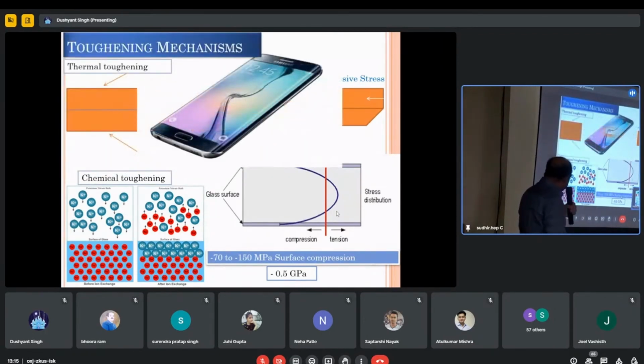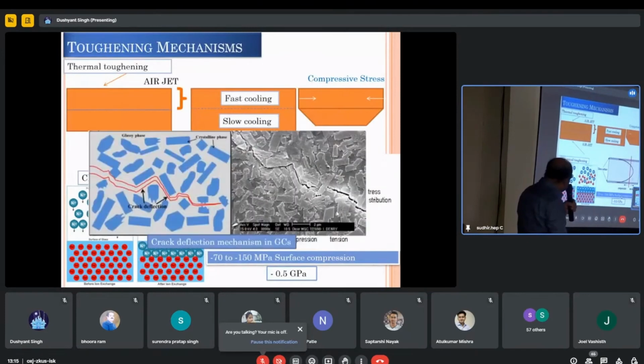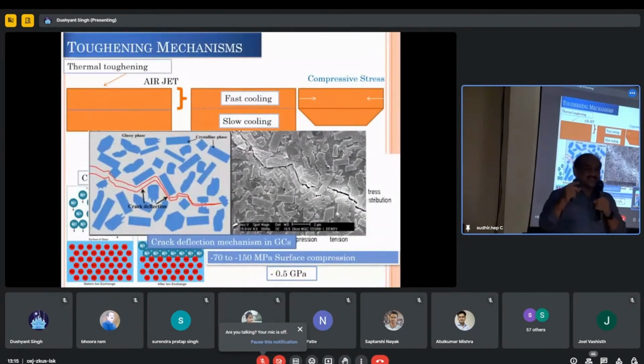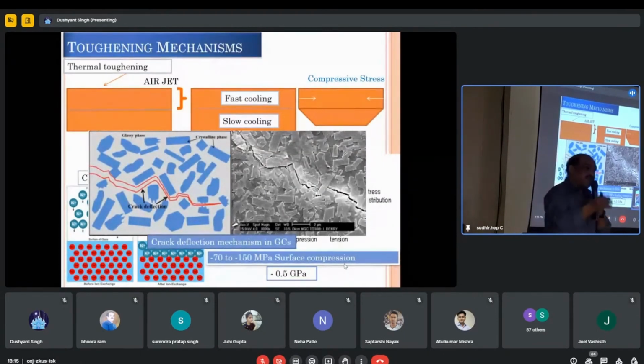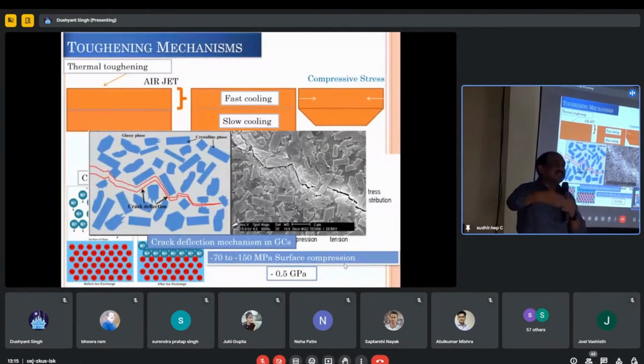So this is basically Gorilla glass, and I will be talking mostly about glass ceramics. I will explain that also, but essentially glass ceramics is glass with small crystals within it. The small crystals are dispersed in the glass. It helps deflect the cracks and strengthens the material further. So it is much stronger than normal glasses.